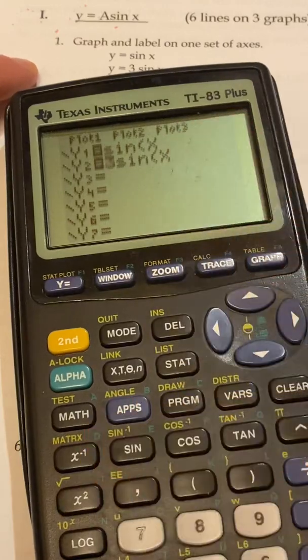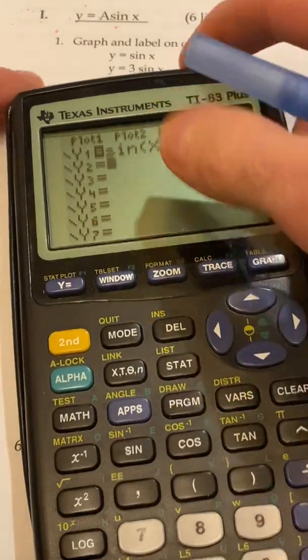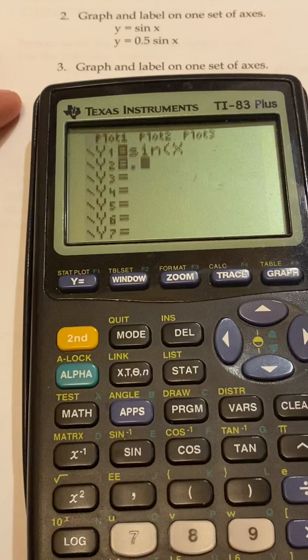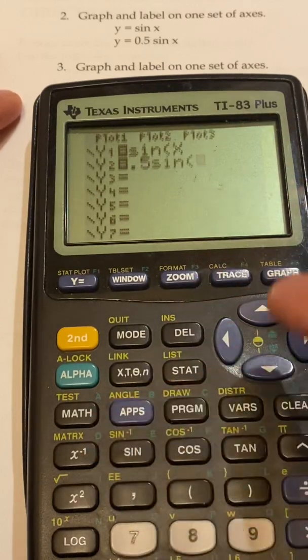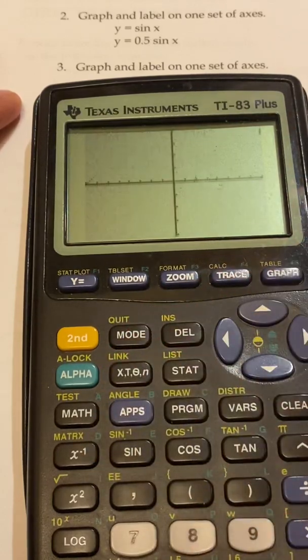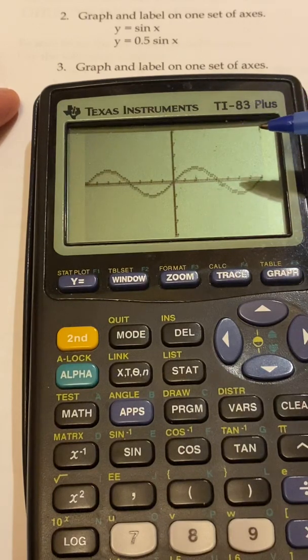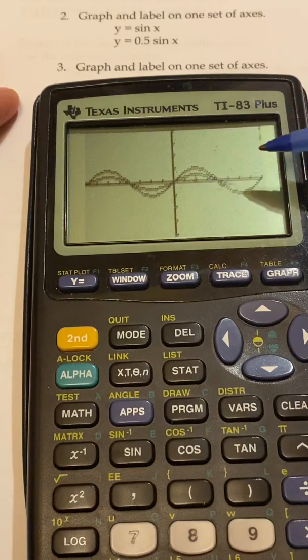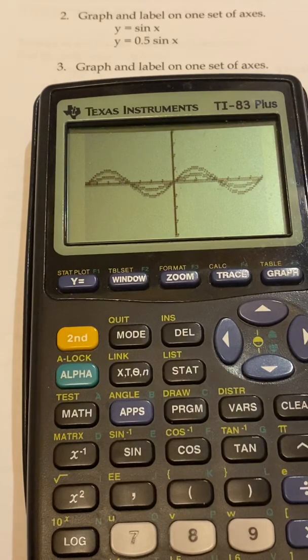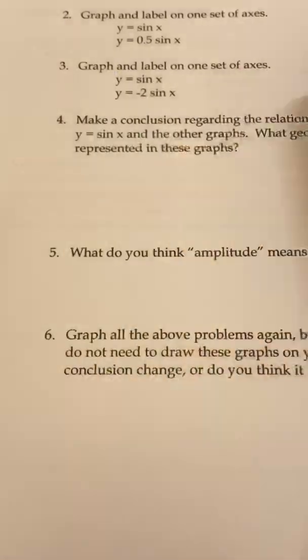So, clear out that one. And then just enter in 1/2 sin x. So obviously you can see there is the original, your parent function. Now you can see the 1/2 sin x drawn in there. And so we would just want you to do a similar thing on a second grid there.